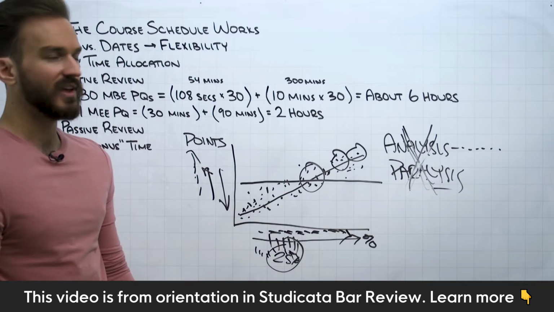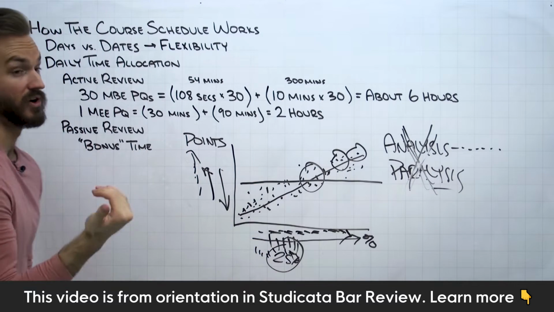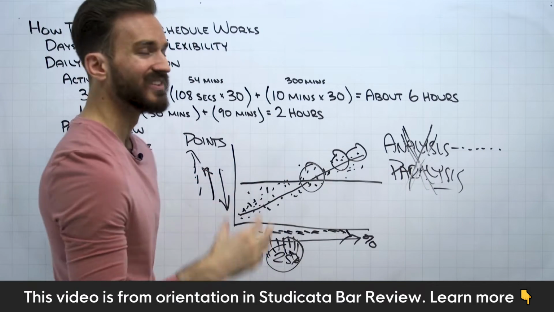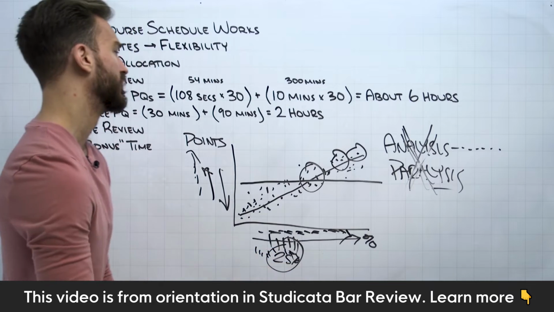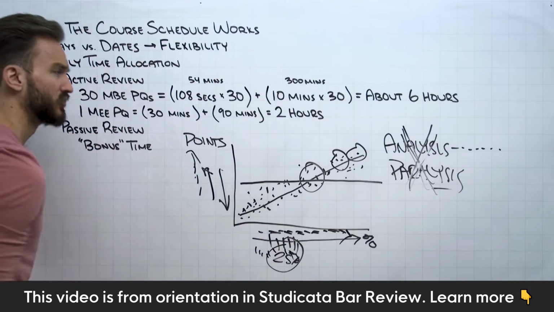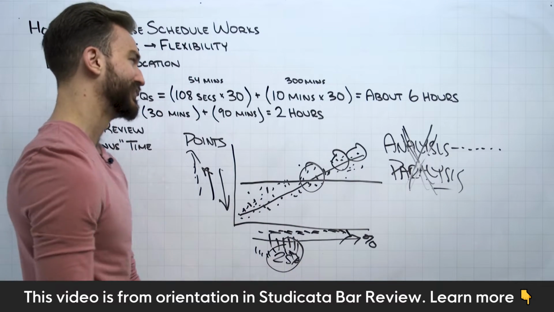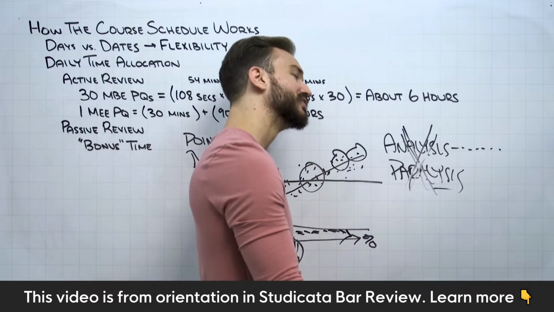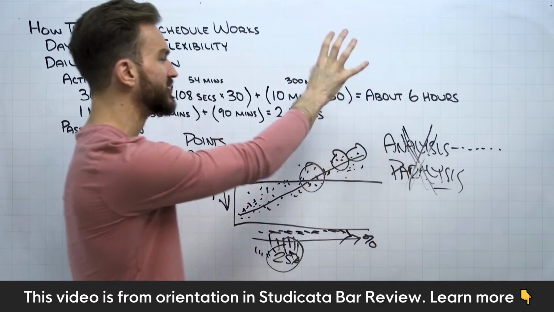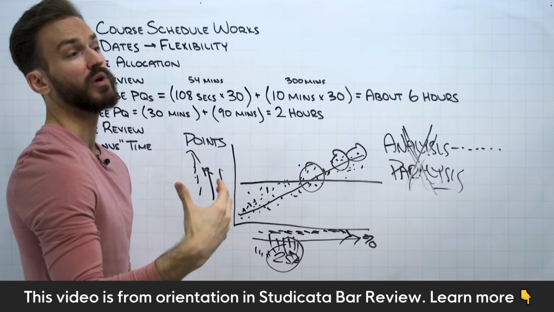And then we basically said, hey, look, on average, it might take 10 minutes, right? Not on average, but giving you maximum amount of time to review. It could take up to 10 minutes per question to review. Well, if you did 30 questions, 30 times 10, that's 300 minutes. 300 minutes plus 54 minutes is 354 minutes, which is close to 360 minutes, which would be 6 hours. So about 6 hours to do 30 MBE practice questions is what we allocated.